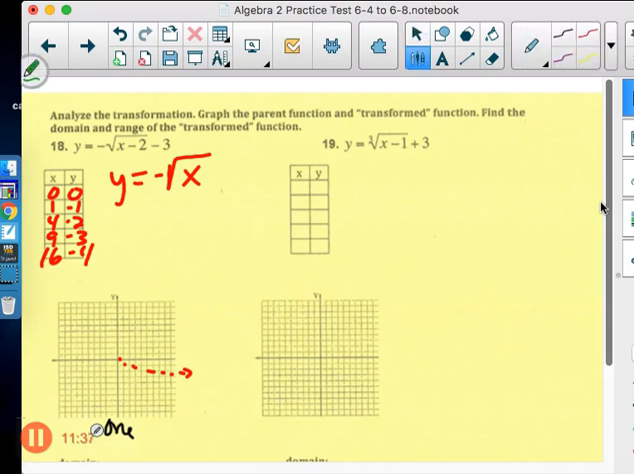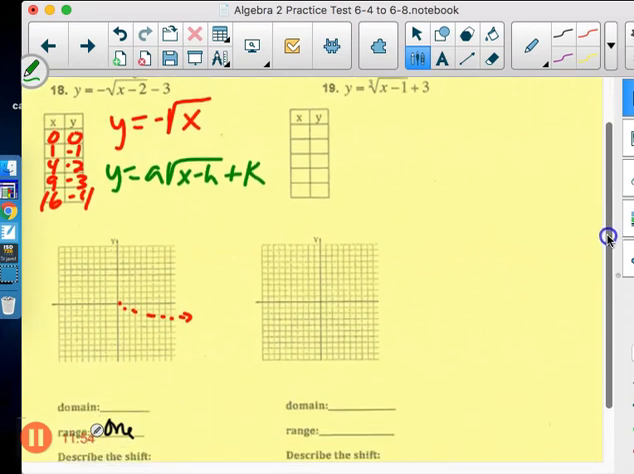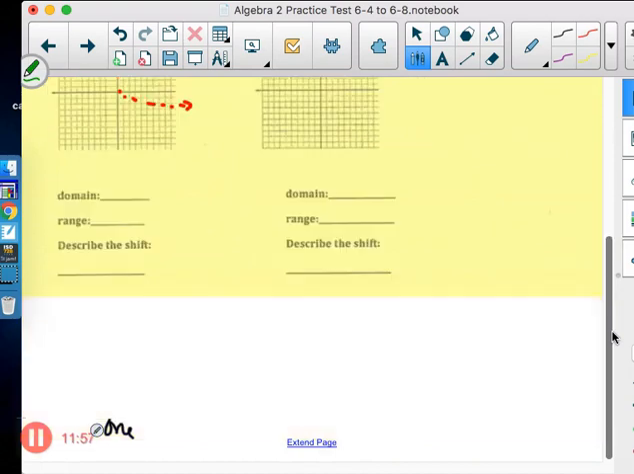And then I need to figure out where to move it to. Where's this one go? Right 2 and down 3. So remember, it's a square root of x minus h plus k. There's actually a slot down there for the shift for us to write 2 to the right and 3 down.